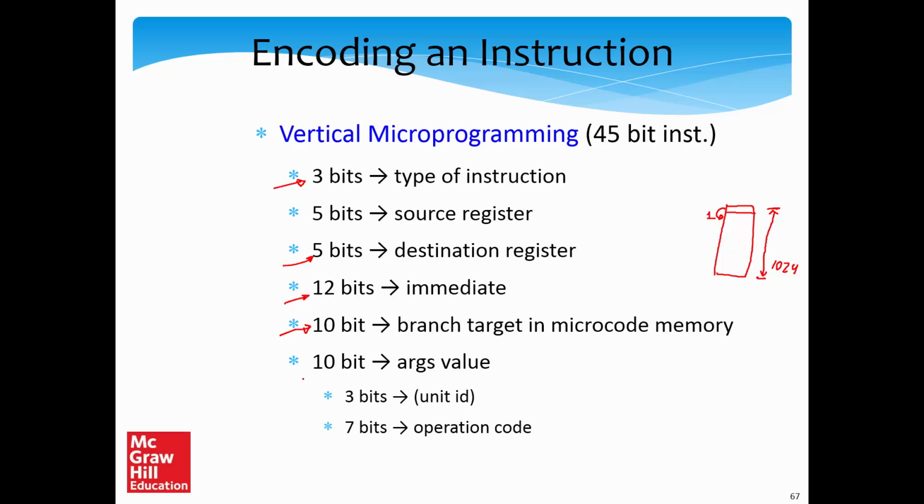Then we can have a 10-bit value for the args field. Out of this, 3 bits can be for the unit ID. So which unit are the arguments meant for? Are they meant for the register file or the memory unit or the ALU? And 7 bits for the type of operation that we want to perform. So this part is slightly over-designed, but nevertheless, over-designing is also useful if you want to extend the design.